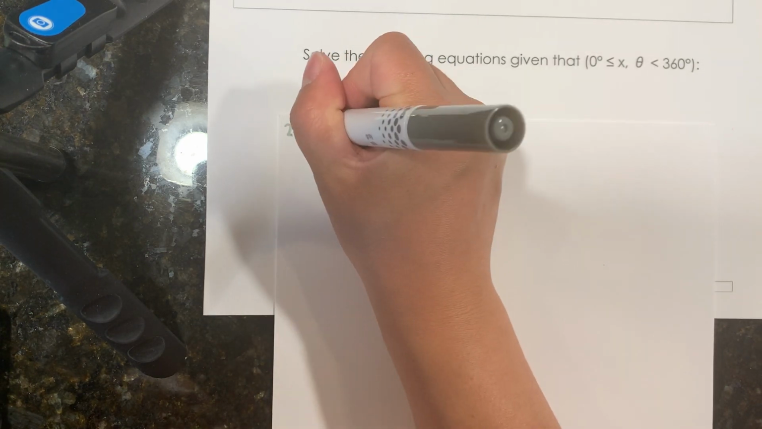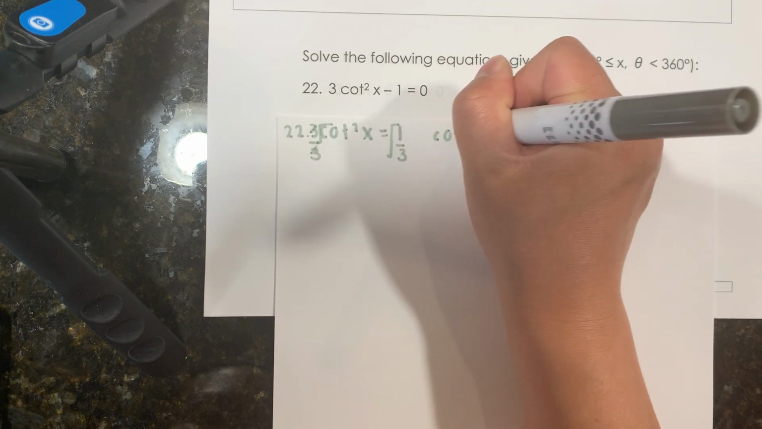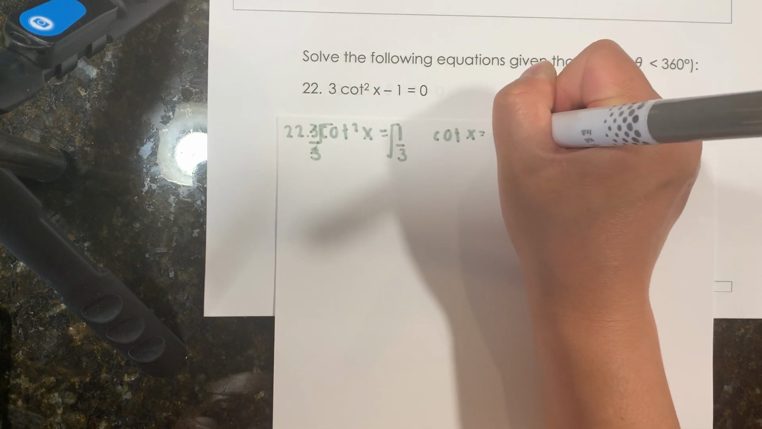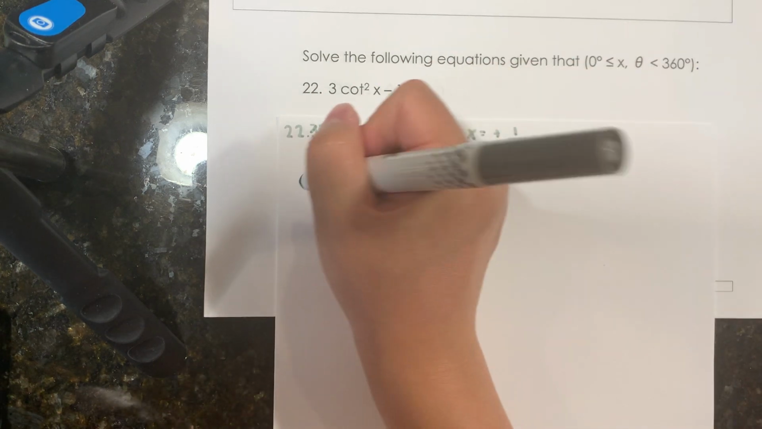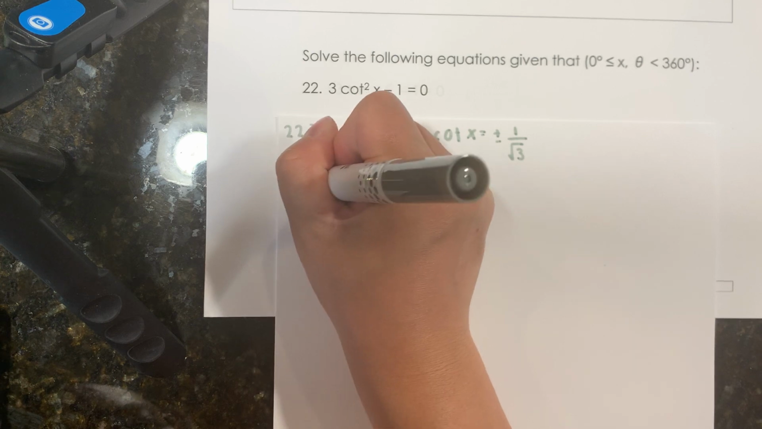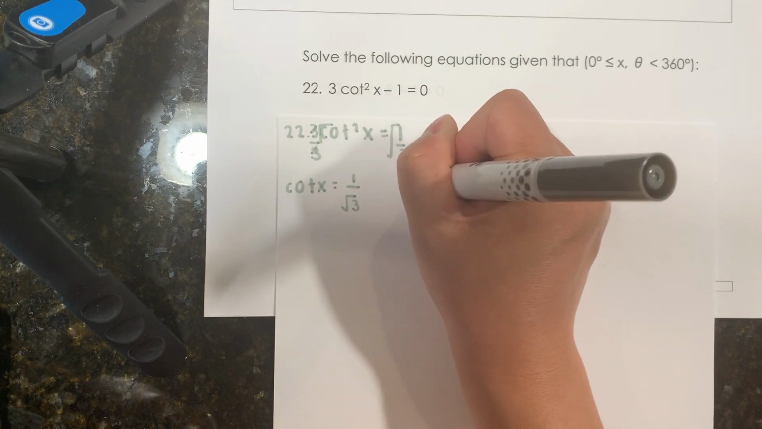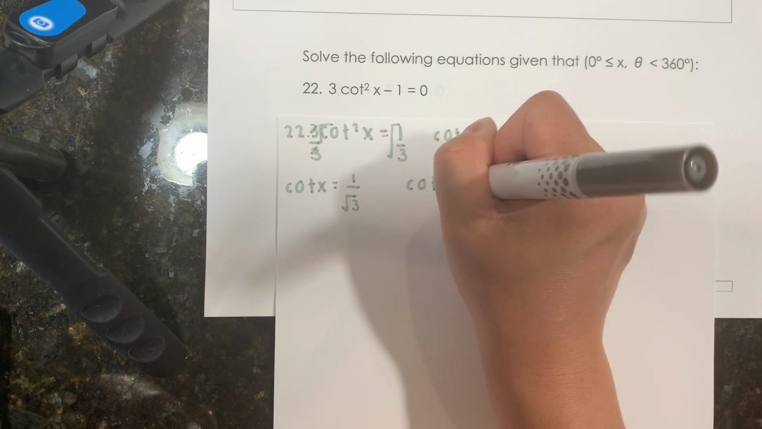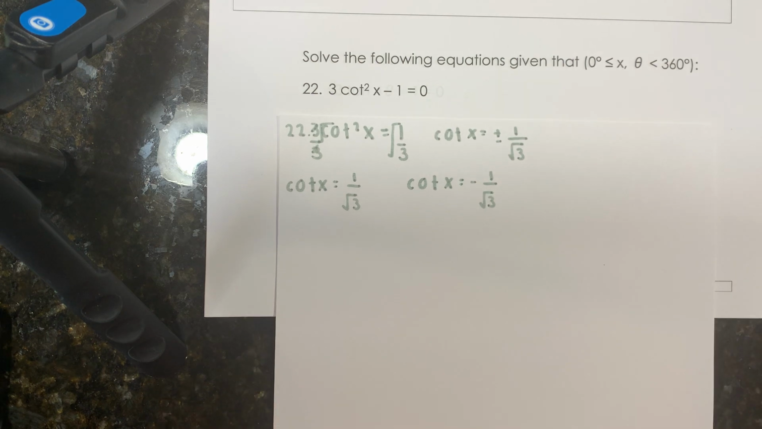So I have cotangent x is equal to plus or minus 1 over the square root of 3. So that's going to split into two equations. Cotangent x is equal to positive 1 over √3. And then cotangent x is equal to negative 1 over the square root of 3.